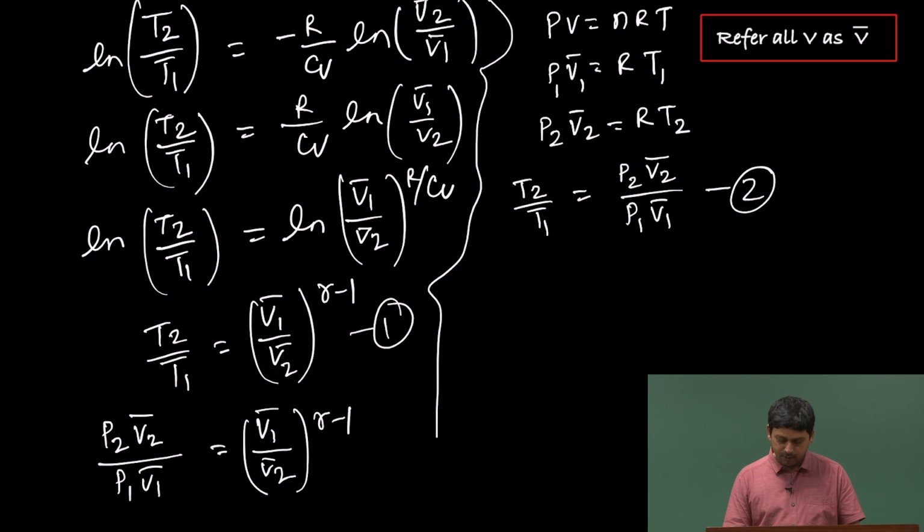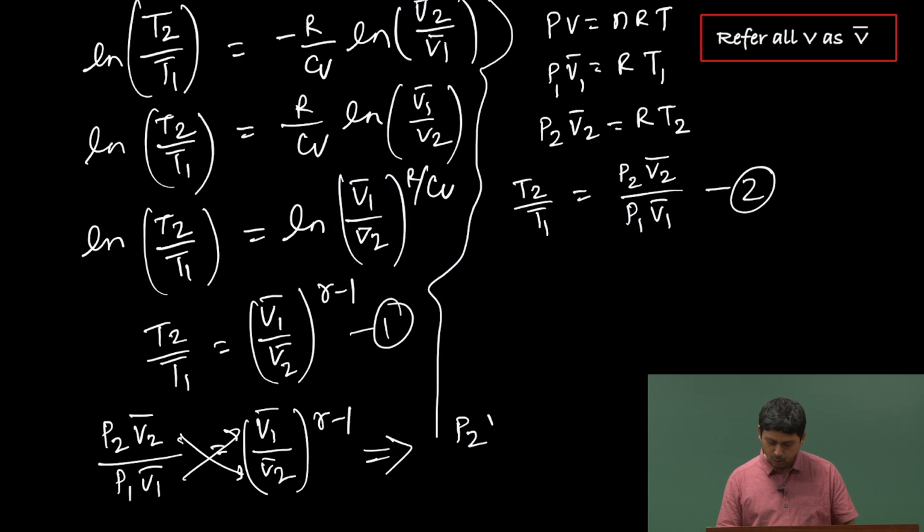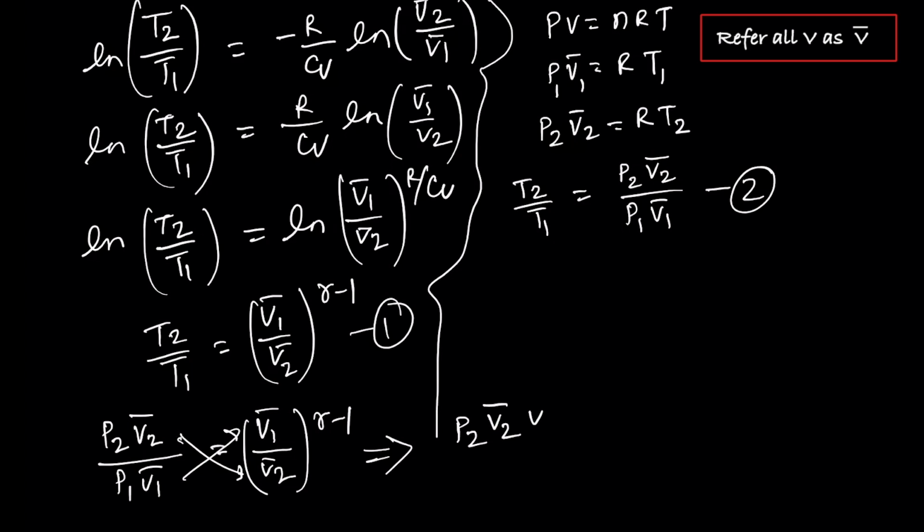Now, let us take V2 to the power gamma minus 1 on the left. Now, let us cross multiply. Okay. What we are going to get? P2 V2 bar into V2 to the power gamma minus 1 is equal to P1 V1 bar V1 to the power gamma minus 1, or gamma minus 1 plus 1 is like P2 V2 to the power gamma equal to P1 V1 to the power gamma.